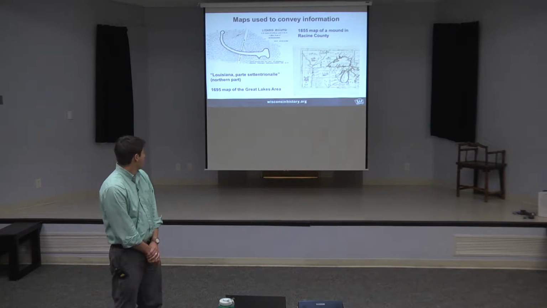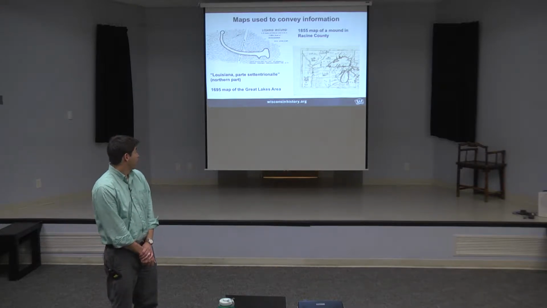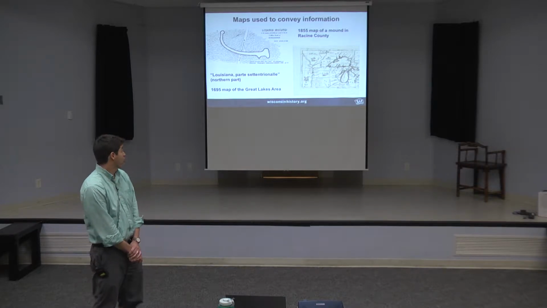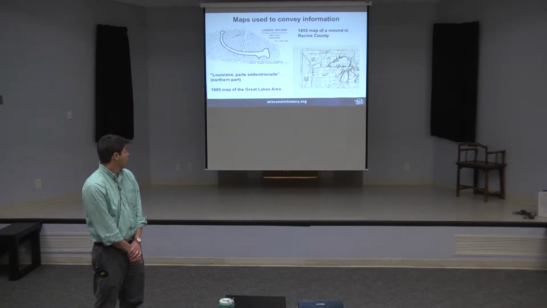The second map is Louisiana Parte Centrale. I don't know if I said that right or not. But it was a map that was commissioned by the French government, and they hired an Italian cartographer to do it. And he completed it in 1695, and we actually have this in our archives at the Historical Society.